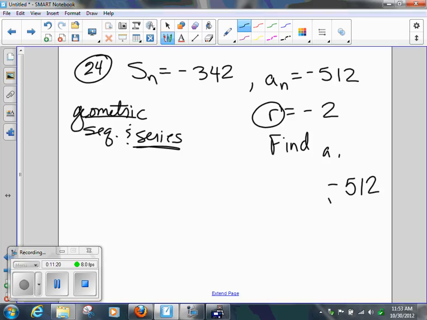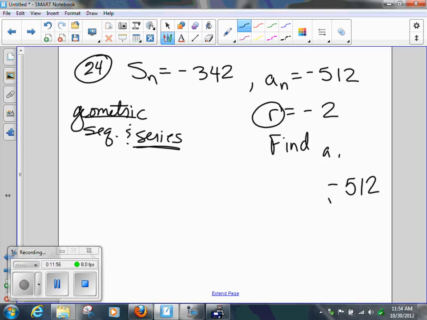Now, in order for me to figure the sum, I didn't use a formula on this, believe it or not. What does it mean if my ratio is negative 2? Multiply by negative 2, but I've got my last term. So if I divide, it'll take me backwards, right?